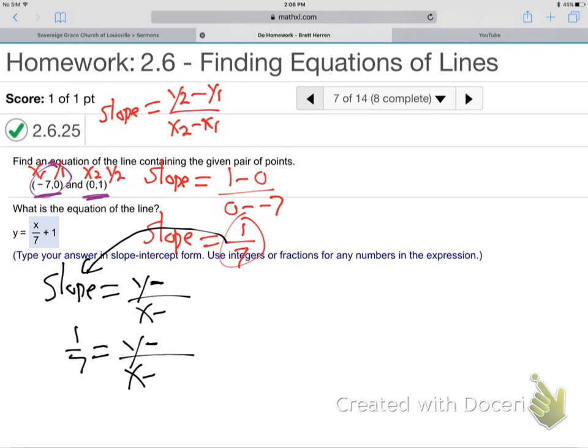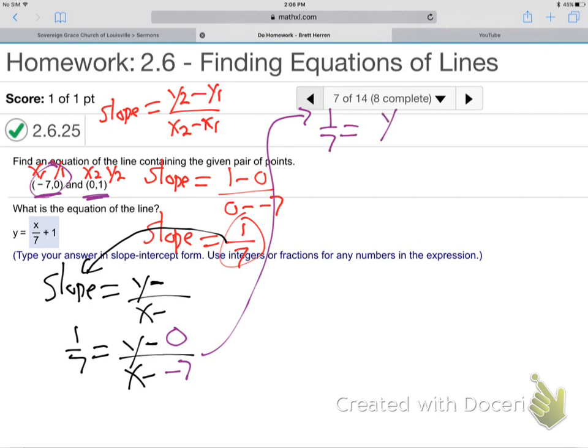You can't mix and match. You can't take one from this, one from that. You got to do the two together, either the first two or the last two. So minus 7 for x, 0 for y. That's what I'm going to do. Maybe you did the 0, 1. That's fine. You'll see we'll get the same answer in the end. Good. So what do we get?